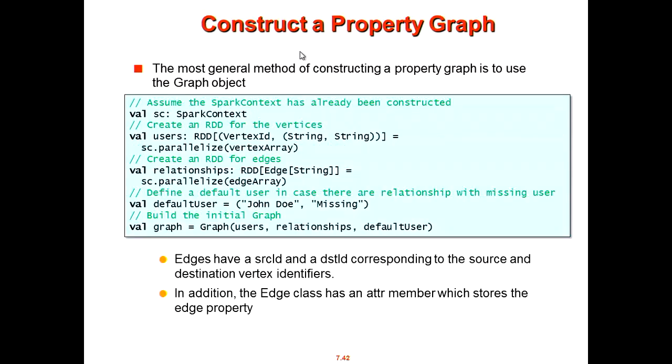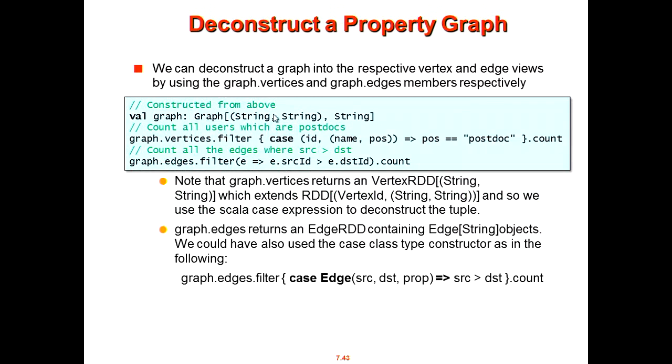And so this is about how to construct this property graph. And given this graph, you can also deconstruct the property graph, which means that you can get the vertex arrays and the edge arrays. So here, this is a graph. Assume that given the graph, you have the vertices and edges. And now how to get the users and get the vertices and edges according to some conditions.